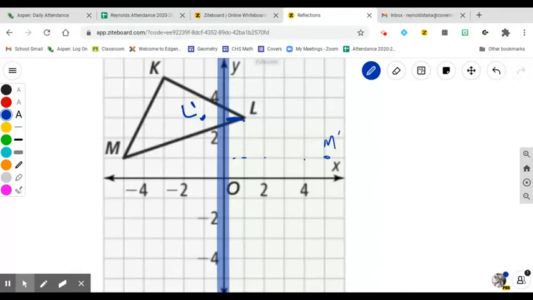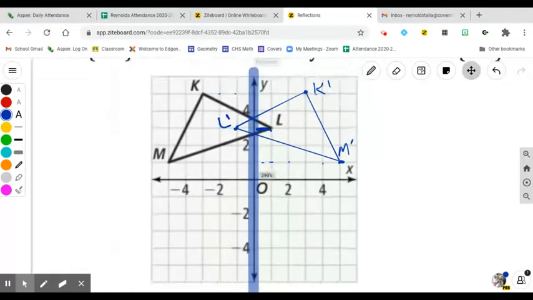It is important, remember, that you label with the prime symbol. Okay, and then K is 1, 2, 3 to the line. So K prime will be 3 the other way. So this is K prime. Lastly, you connect them. And so there's your reflection. Notice that if we were to fold this in half, like if you can imagine folding this in half on the line of reflection, all the points would match up. And it just goes right down the middle of them. Okay, so there's our first one.